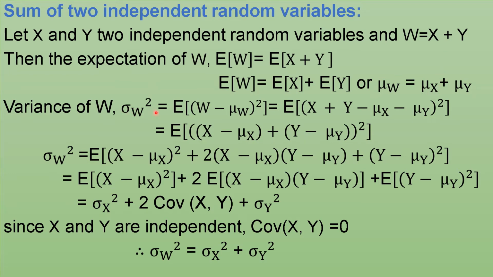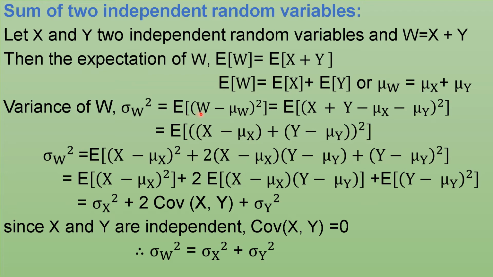Then the variance of W, the sum W, denoted as sigma W square. By definition, it is the expectation of W minus mu W whole square. This is the definition by which we calculate the variance of a random variable. Here W is the sum, and mu W is mu x plus mu y.